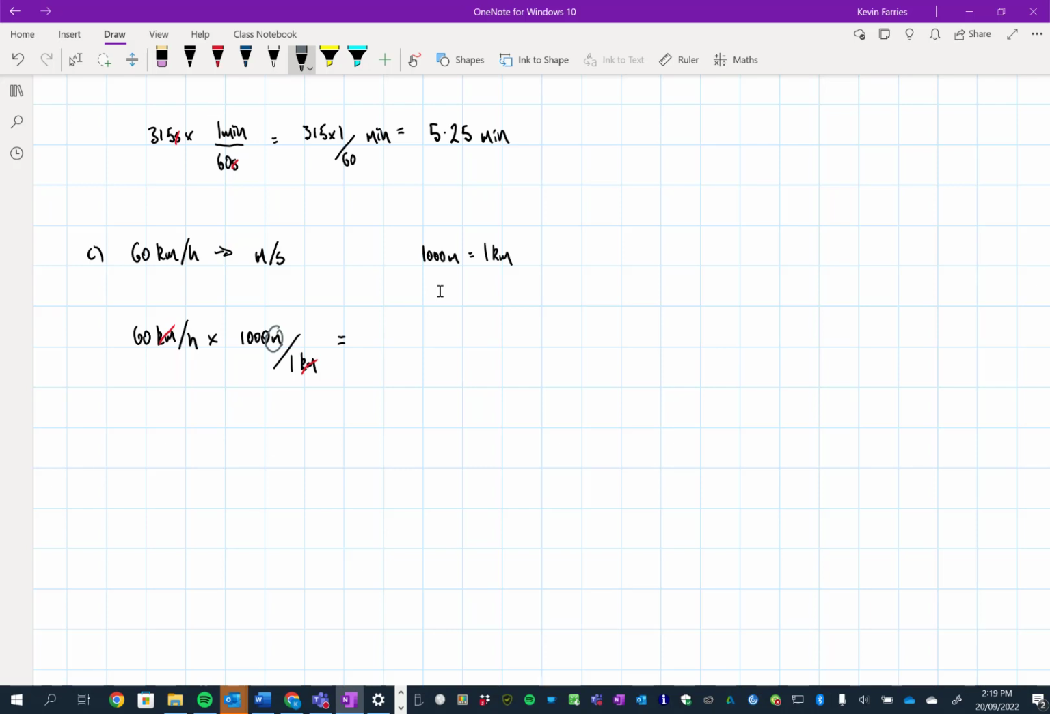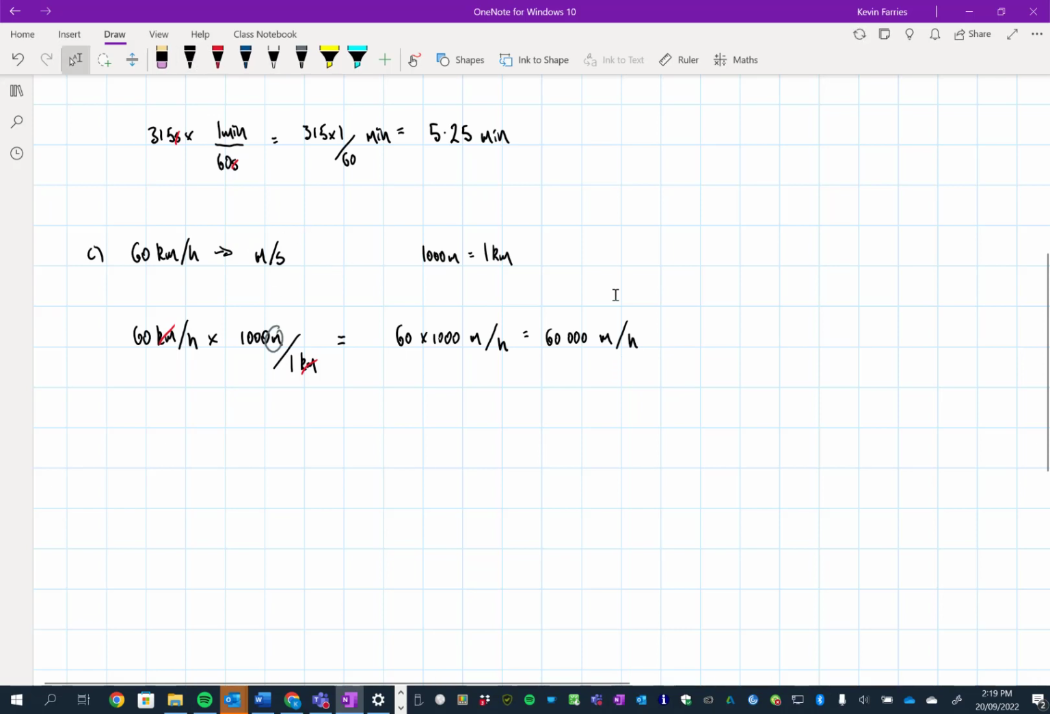So that's going to change to 60 times 1,000. And we've now changed it to meters. We haven't dealt with the hours yet. Per hour. So it's going to be 60,000 meters per hour. Now, that means we go 60,000 meters in every hour. We want to change this to seconds.